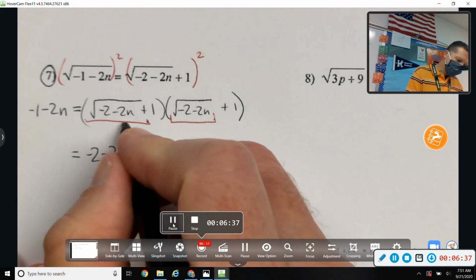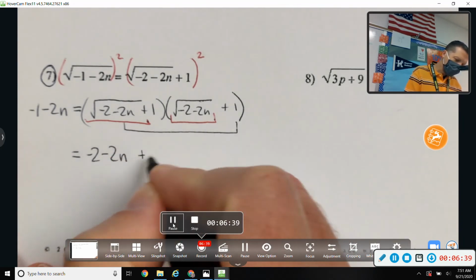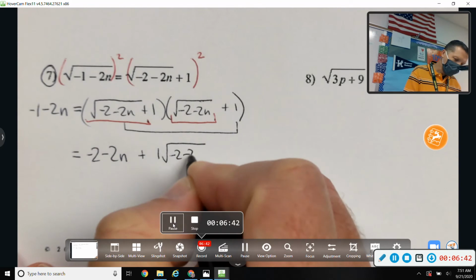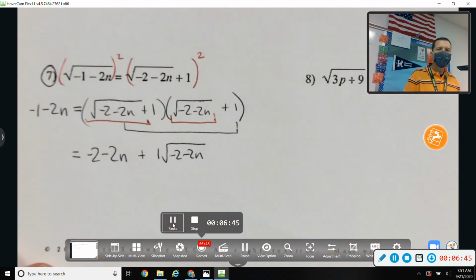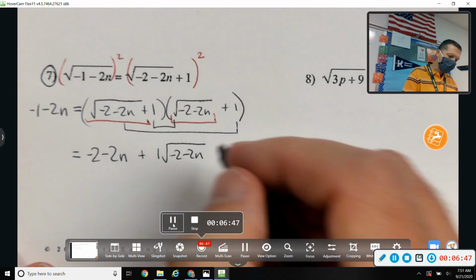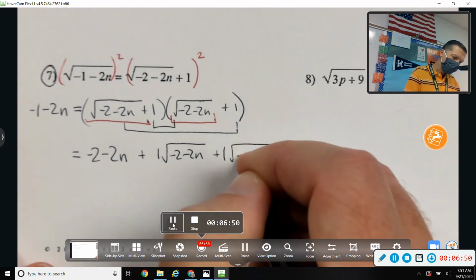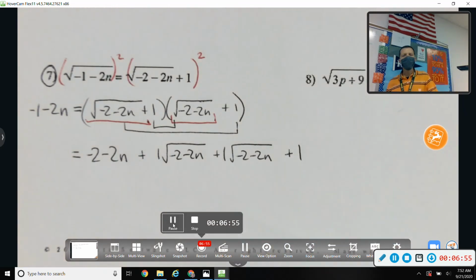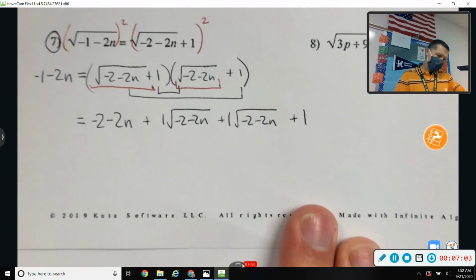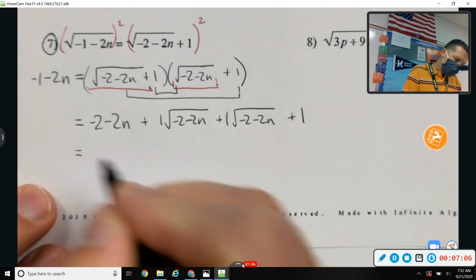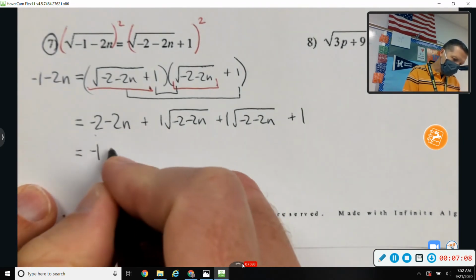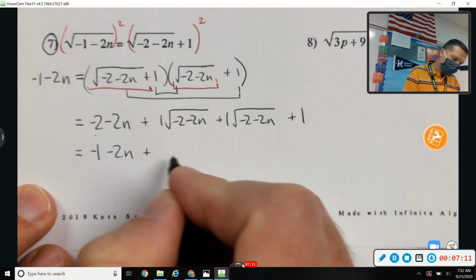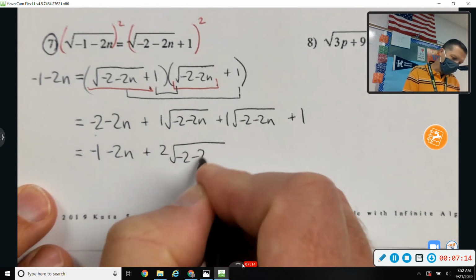When I do the outside, I get plus 1 times square root negative 2 minus 2n. The inside, I get the same thing, plus 1 square root negative 2 minus 2n. And then last is plus 1. So there's definitely some cleanup work to do here. Negative 2 plus 1 is negative 1. Minus 2n plus 2 square root negative 2 minus 2n, because there were 2 of them.